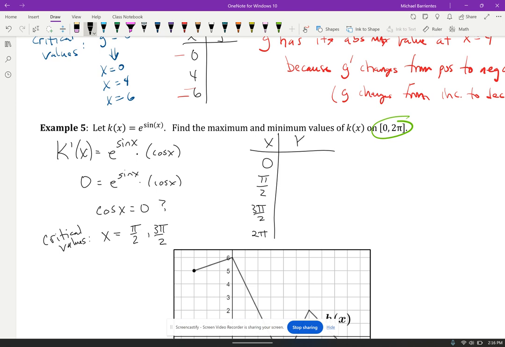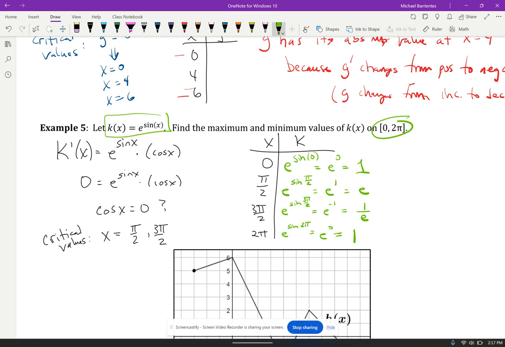What are we going to evaluate? We're going to evaluate k. So we're using the original function k, e to the sine of 0. Well, sine of 0 is 0, so e to the 0, that's going to be 1. e to the sine of pi over 2. Well, sine of pi over 2 is 1, so then this is just e. e to the sine of 3 pi over 2. Well, sine of 3 pi over 2 is negative 1, so that would be e to the negative 1, and that's a fraction, 1 over e. And then e to the sine of 2 pi, and sine of 2 pi is 0, so e to the 0, and that's going to be 1.